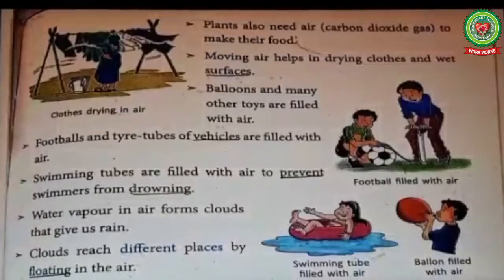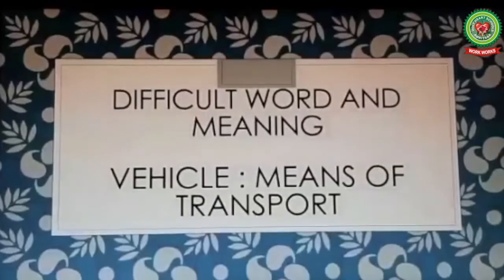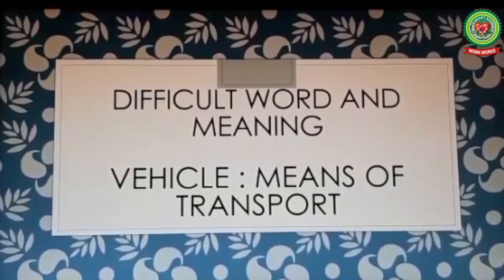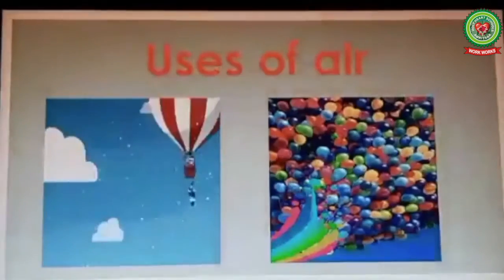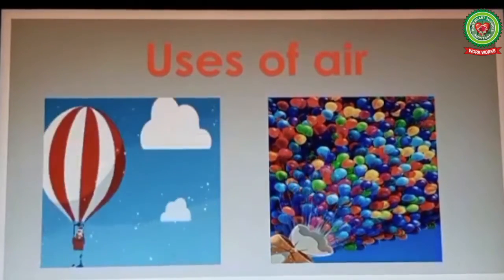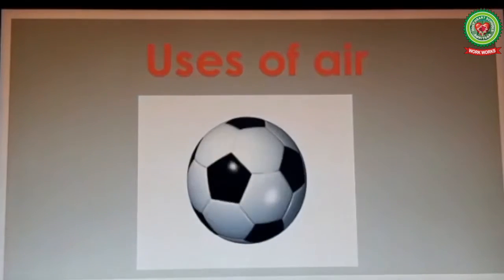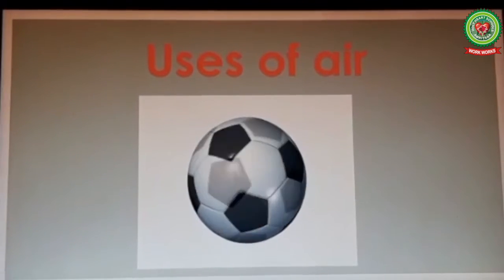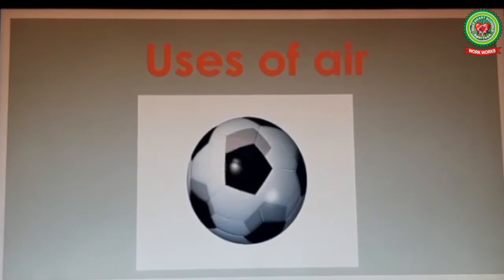Balloons and many other toys are filled with air. Fifth point. Footballs and tire tubes of vehicles are filled with air. Underline the word vehicles and write its meaning: means of transport. Students, when we fill air into balloons or toys, it expands and hence they become useful, and when tire tubes are filled with air, then only they run smoothly on the road.